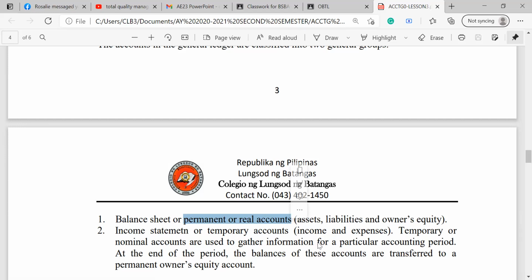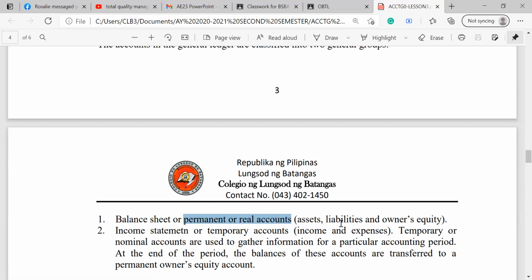Binabawasan mo na lang yan sa mga susunod na taon. Pero yung income statement or temporary accounts, examples nila yung income and expenses. Kaya siya tinawag na temporary or nominal accounts kasi they are being gathered for a particular accounting period. Okay? So, pag natapos na yung accounting period, yung balance nila, tina-transfer mo sa permanent account.